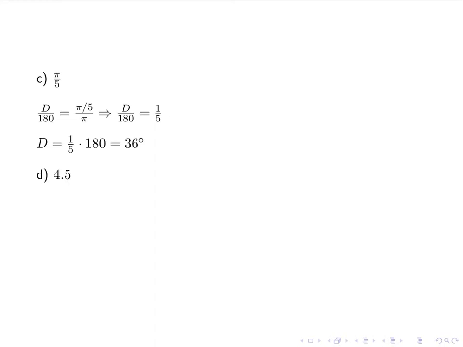And then the last one for this section, 4.5. So again, notice there's no degree symbol, so it must be radians. Plug it in for r, multiply both sides by 180, plug that into my calculator, and I get 257.83 degrees when rounded to 2 decimals.